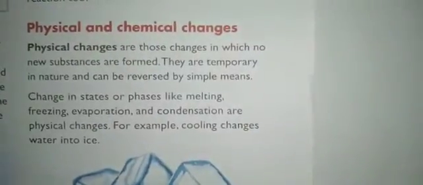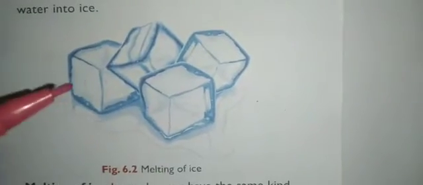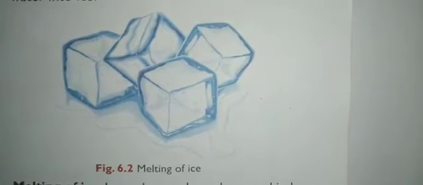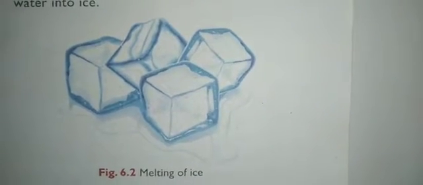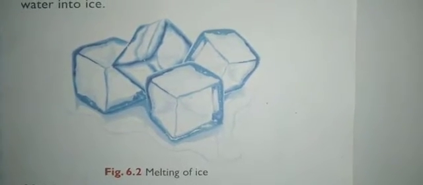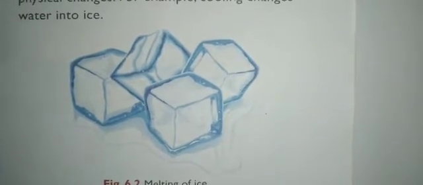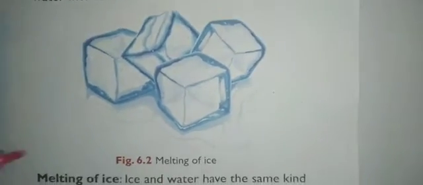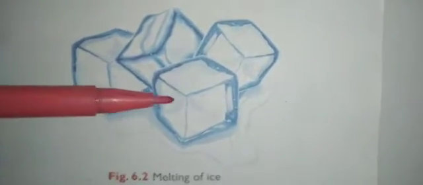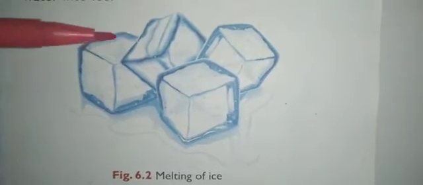Students, let us study about physical and chemical changes. First we'll learn about physical changes. Physical changes are those changes in which no new substances are formed. Now you have seen this in the water condensation example, right? Here there are no new substances forming, they are simply changing their state. Ice is an example of a solid. When it melts, it will change into water, right?